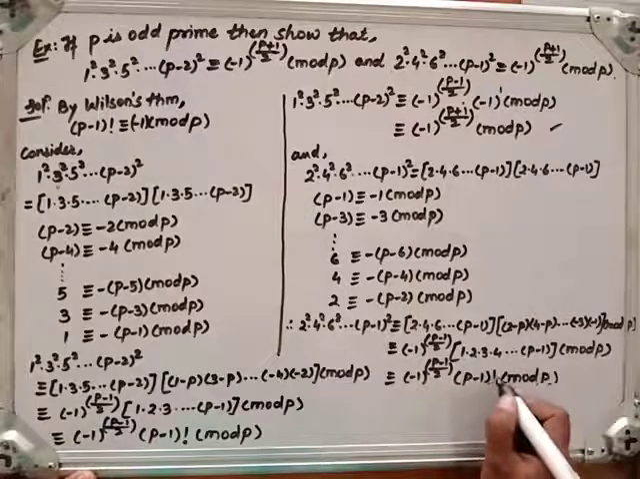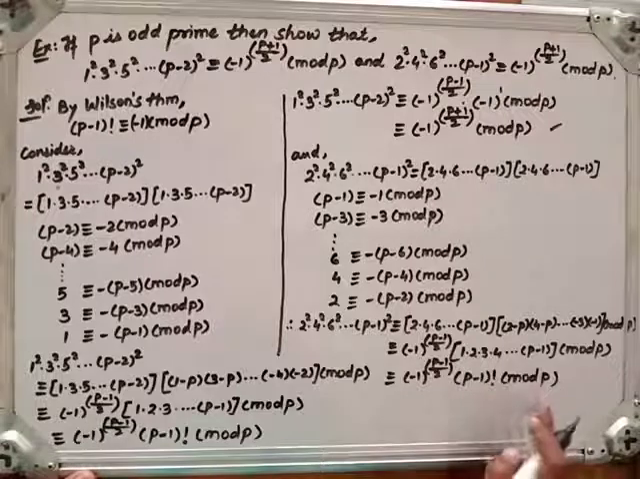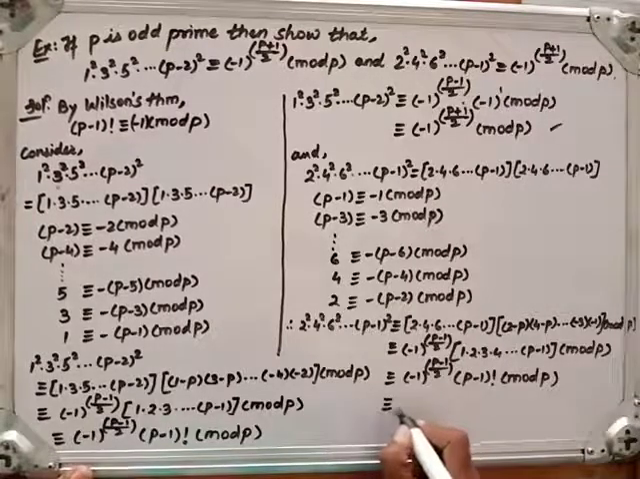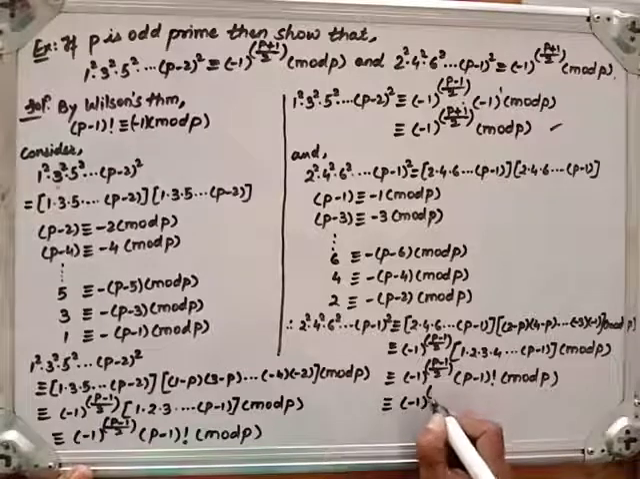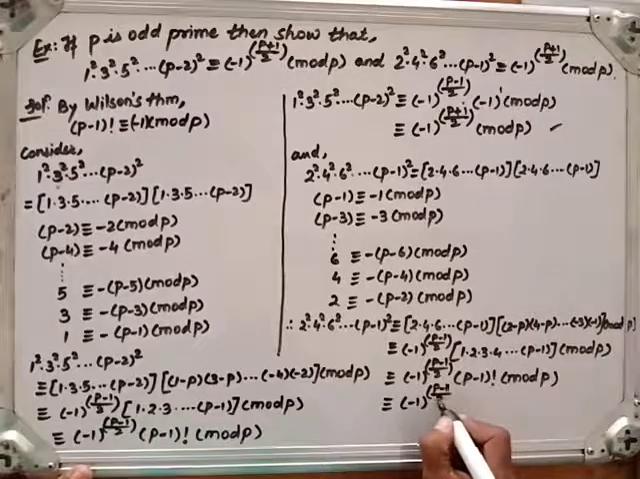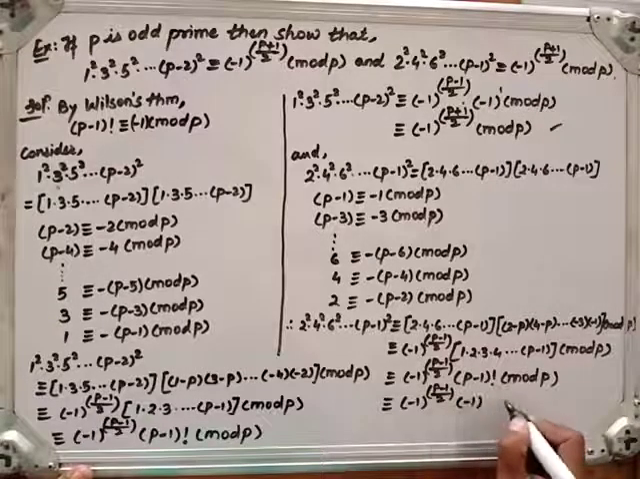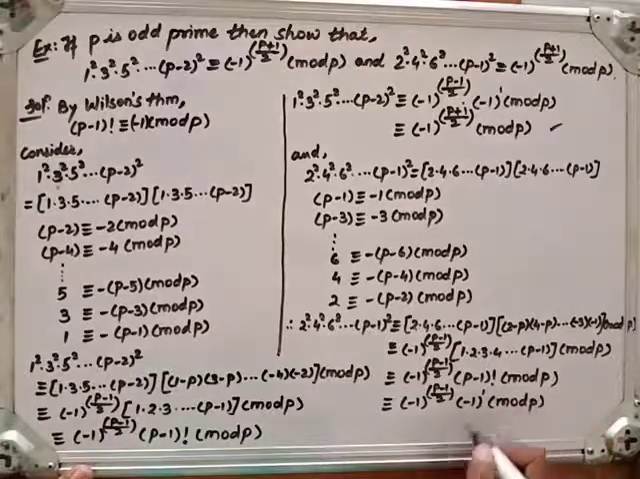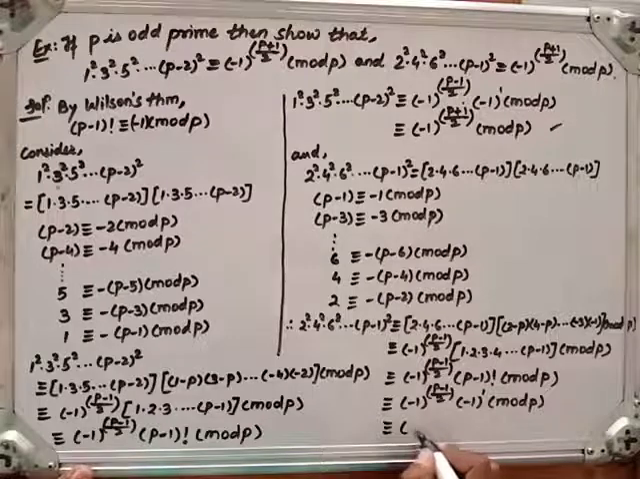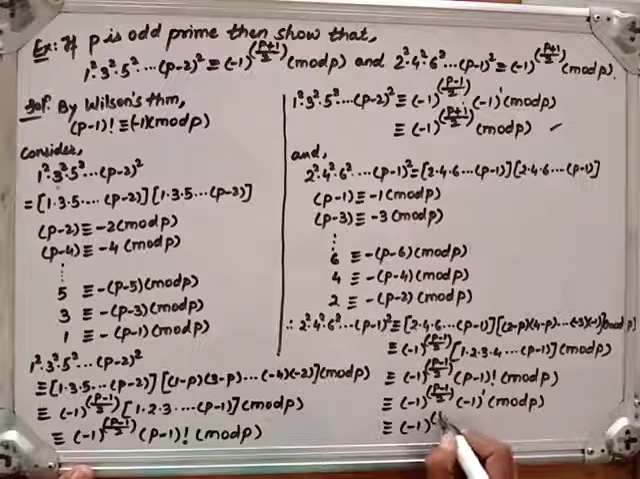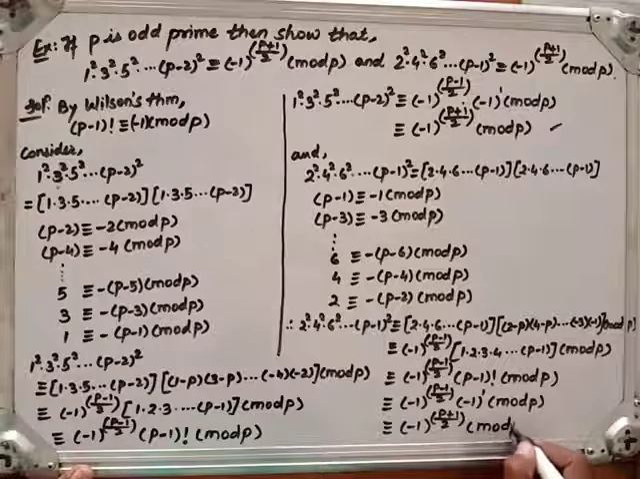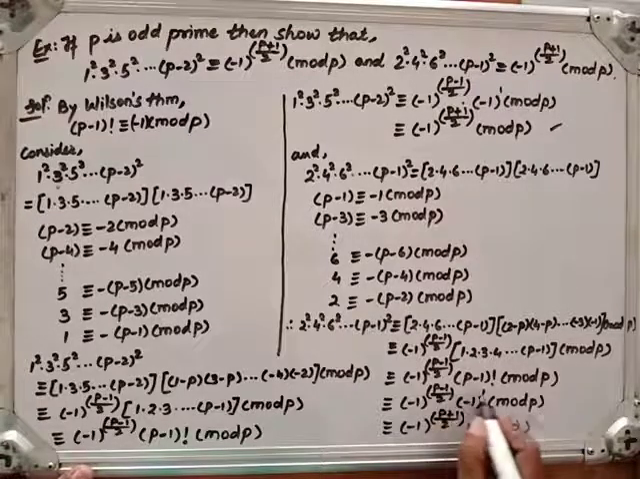Again (p-1)! is congruent to -1 modulo p, as p is a prime number. So here again we get (p-1)/2 times -1 modulo p. This is 1. So this is congruent to what? -1 raised to (p+1)/2 modulo p.